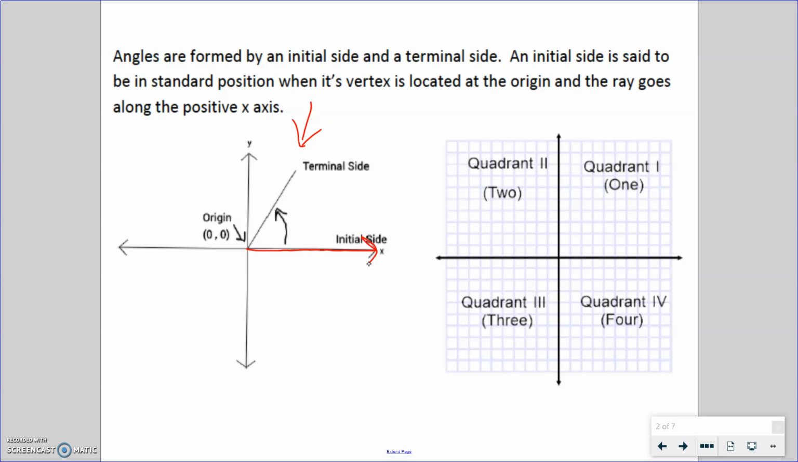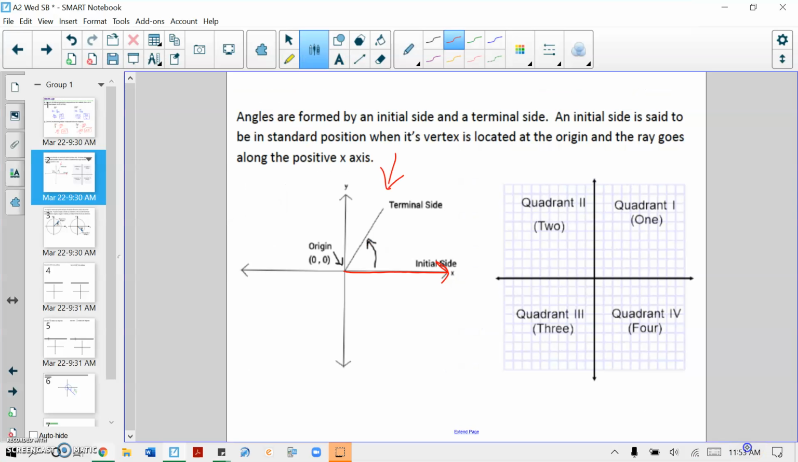So the initial side is always that little piece. And then the terminal side is wherever the angle is located. So in this case, that terminal side is this part right here, letting you know this is the angle that I'm focusing on, is that piece right there. You can also have the terminal side be in a lot of different quadrants.